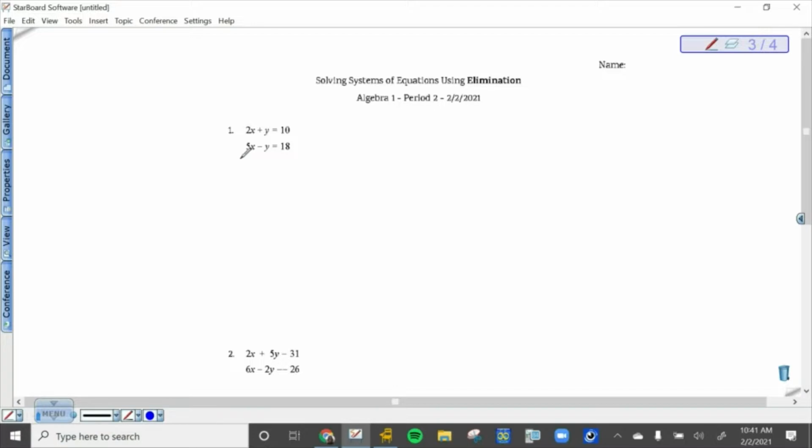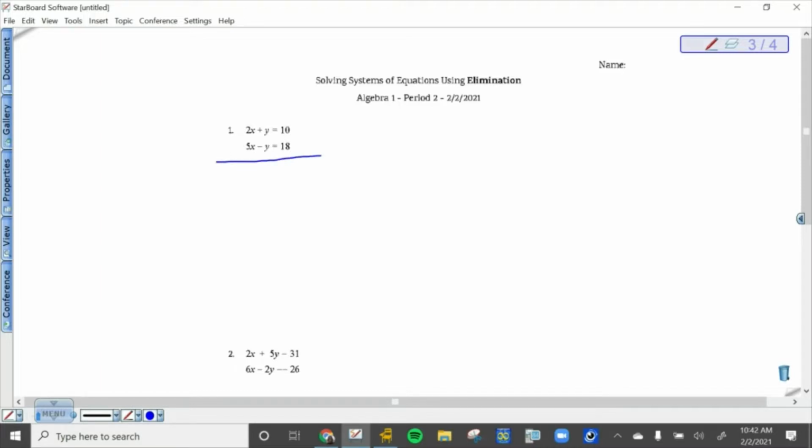Okay? So our first one, we've got 2x plus y equals 10, 5x minus y equals 18. What is my coefficient set for x? 2 and 5. Are those additive inverses? No. What about y? 1 and negative 1. Are those additive inverses? Yes. Y minus y is equal to 0. So our first step is taken care of. Let's move on to the second step where we add these vertically.